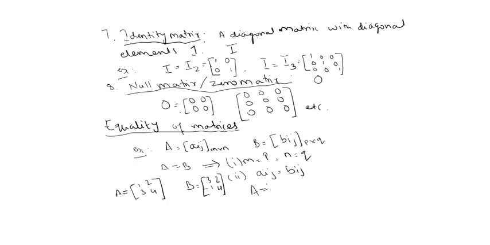Now if we go to another example, say A equal to minus 1, 2, 2, 4, and B is also minus 1, 2, 2, 4, then we can say that A equal to B. The first thing is the order is 2 by 2, the second thing is corresponding elements are same. That's why we can say that both the matrices are equal.